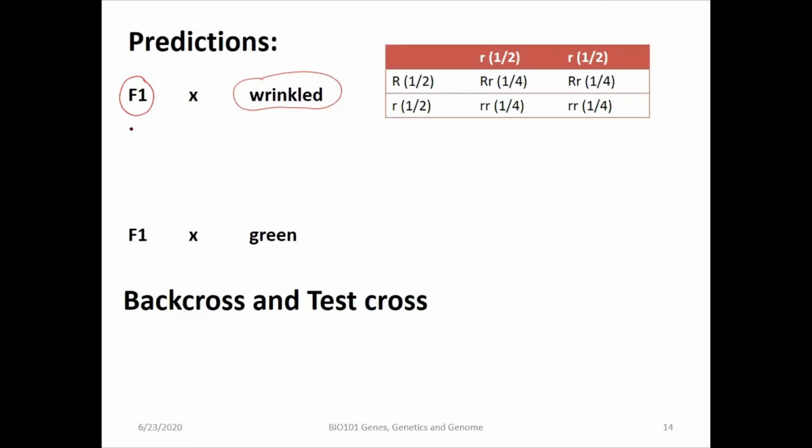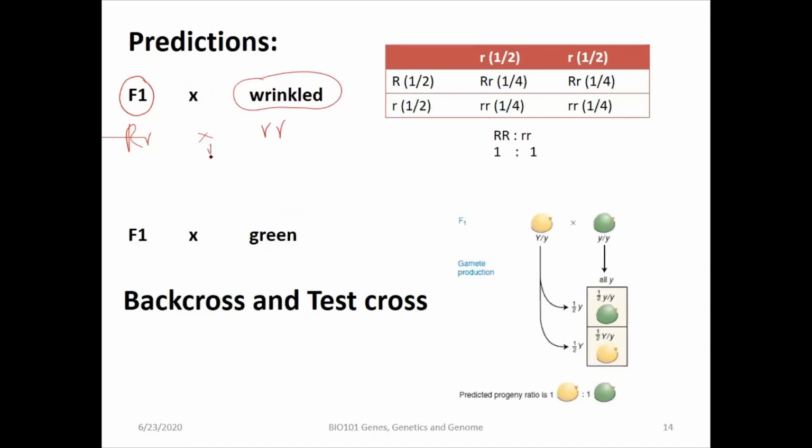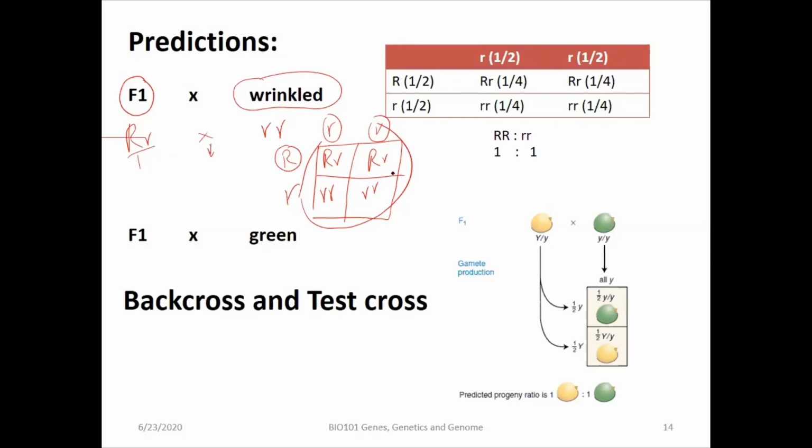Why? Because F1 round, capital R, small r, crossed with wrinkled is pure breeding always. In F1, we can draw the checkerboard or Punnett square like this. Wrinkled can contribute one factor, this one, or the other, this one. F1 round can contribute this one or small r because it is heterozygous. Now, the result of pollination will be this one, small r, or this small r, so 50-50.